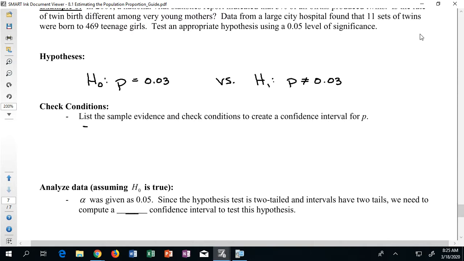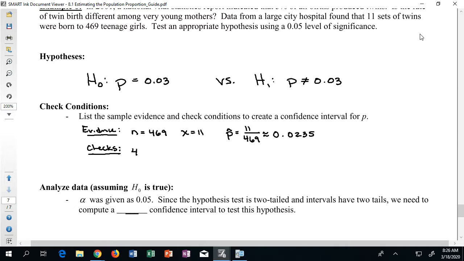Okay, now I can know my sample evidence and then do my checks to make an interval. Evidence. Let's see. We had 469 teenage girls. There was a result of 11 births that were twins. And so if I compute a percentage for that, that's 11 out of 469. If I crunch that out on the calculator, I think I end up with 0.0235. So it is a percentage that's under 3%, but that might just be happening by chance. So let's do the checks to see if we can determine what things are likely or unlikely.